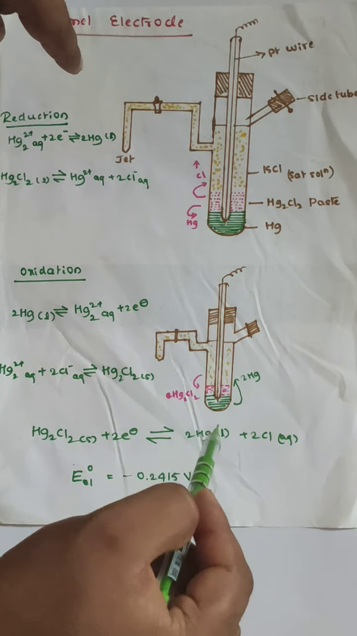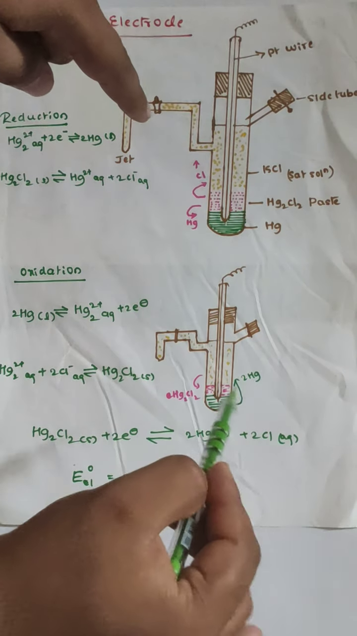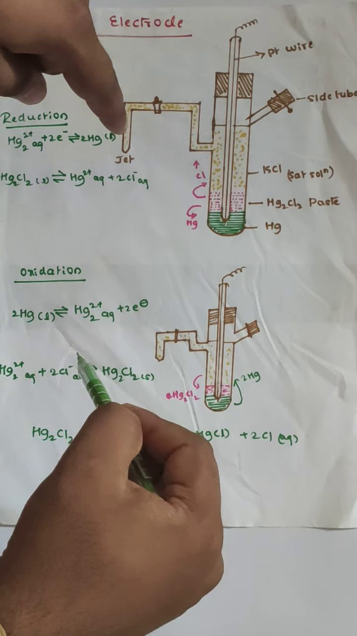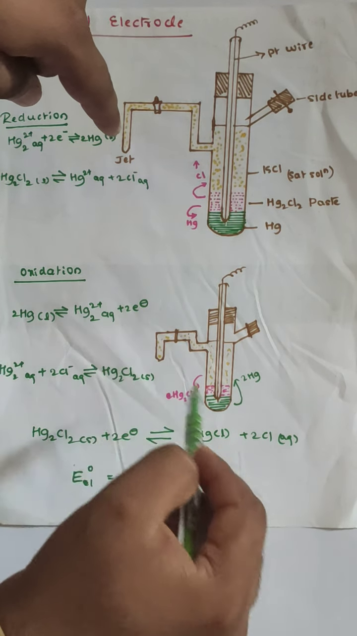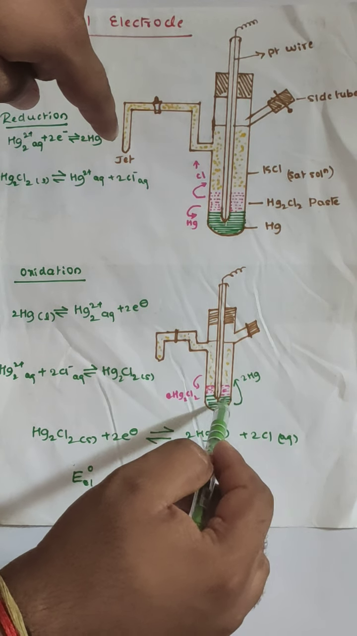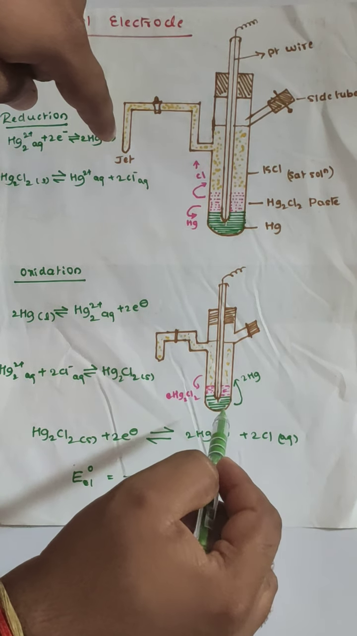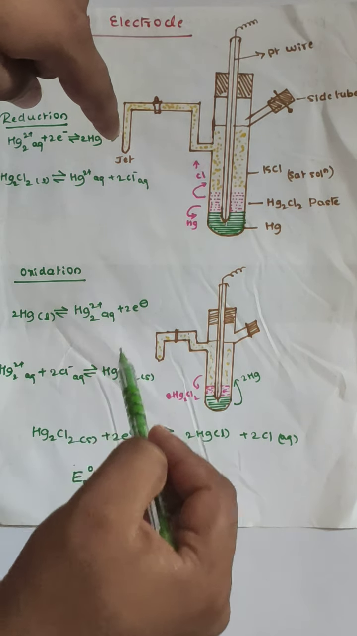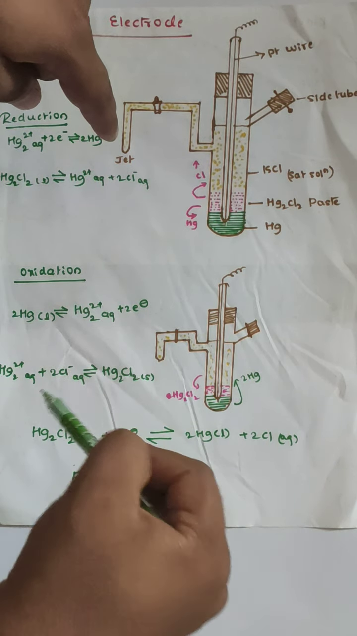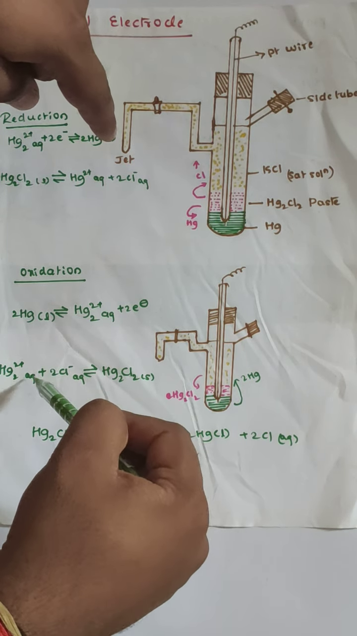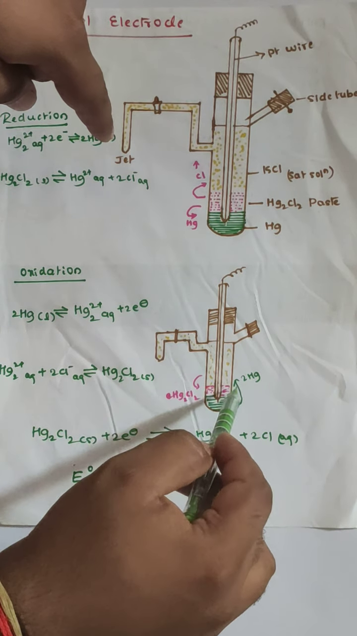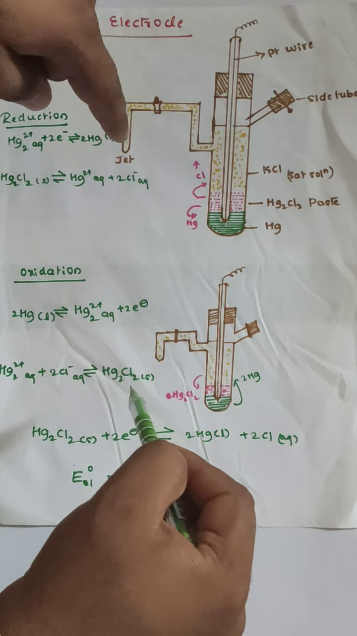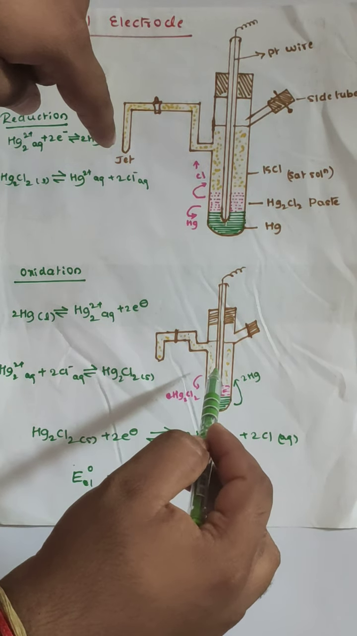In the oxidation process, the Hg present at the bottom loses 2 electrons and forms Hg2 2+ ions. The Hg2 2+ ions that are formed combine with the Cl- ions present in the KCl, and this forms Hg2Cl2. During this oxidation process the chloride ion concentration decreases.